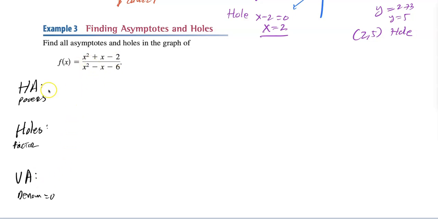So for this one, let's find the horizontal asymptote first. It's just a power, and looks like their powers are the same. So I'm just going to do y equals 1. Right? We'll have a coefficient of 1 over 1, 1. Done. Now we got to do the holes. So I got to factor this.